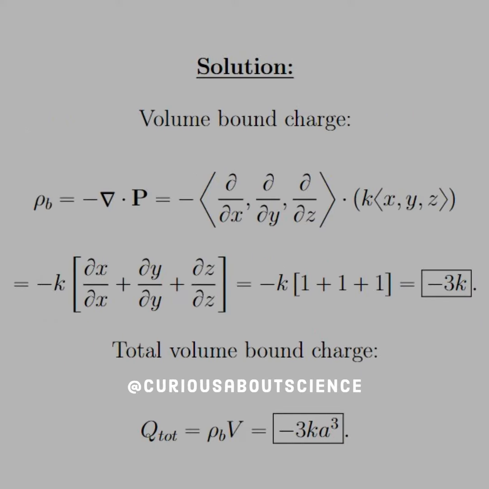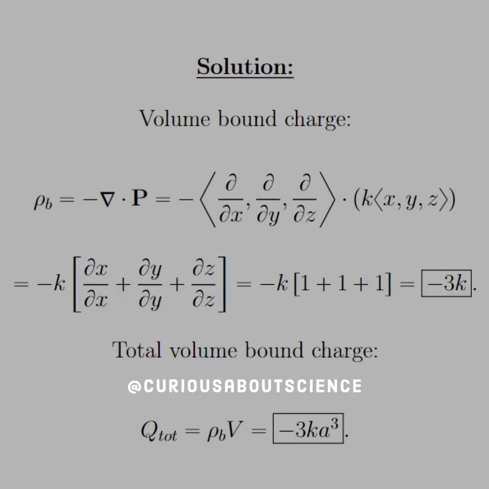So for our solution, let's start with the volume bound charge. Recall that rho B is equal to the negative divergence of P. And then we just plug in the definition. Since P is equal to K r, where r is just a coordinate vector, in the angle brackets we have x, y, z. Dot them, and then we simplify down to negative 3K.